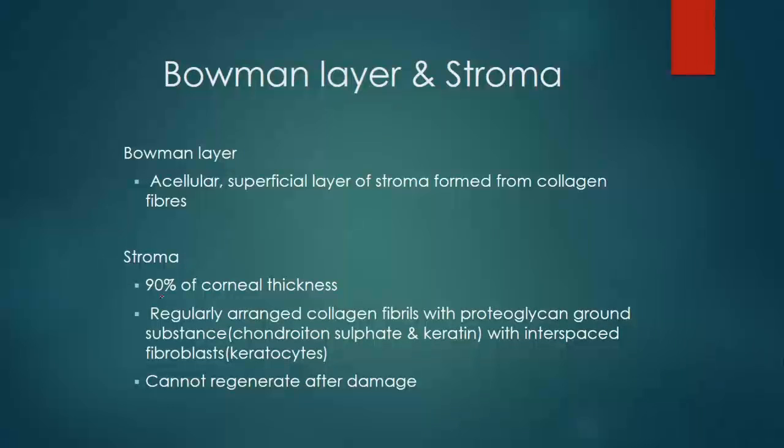Below the epithelium is the stroma, and in between the stroma and the epithelium is the Bowman's layer. The Bowman's layer is an acellular superficial layer of the stroma formed from collagen fibers. Stroma forms 90% of the corneal thickness. It is formed by regularly arranged collagen fibrils, and these fibrils are arranged such that there is no diffraction or irregularity, and the light passes through these collagen fibrils smoothly. These collagen fibrils are laid down by the fibroblasts. Fibroblasts are known as keratocytes. These are the collagen secreting cells of the stroma. And this stroma cannot regenerate after it has been damaged.